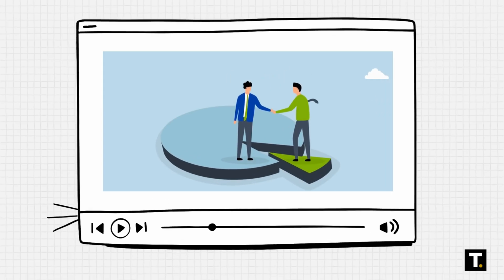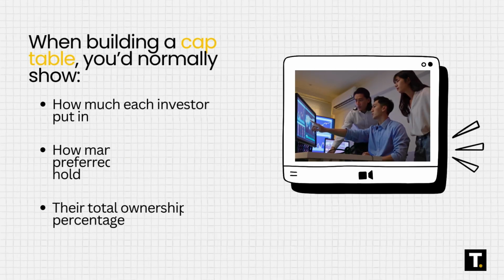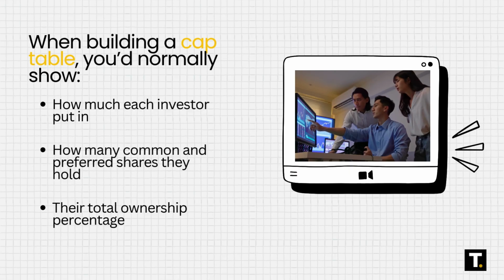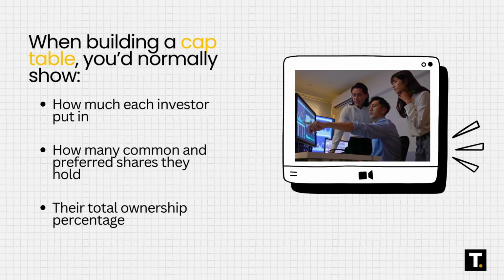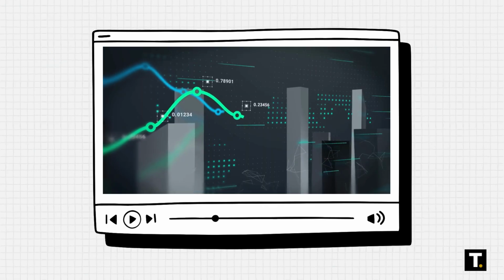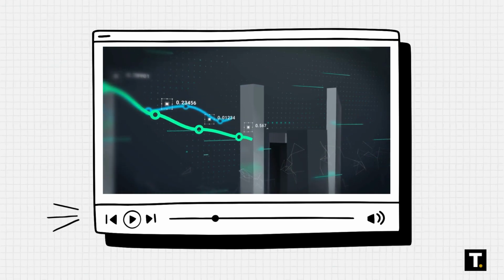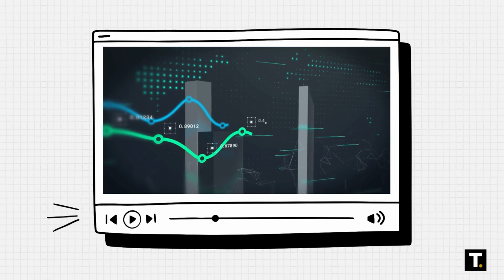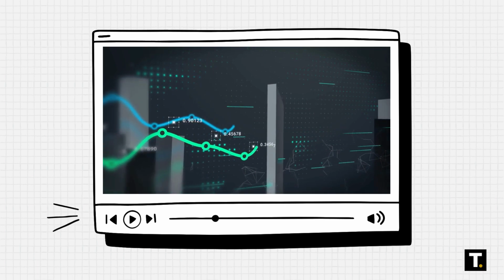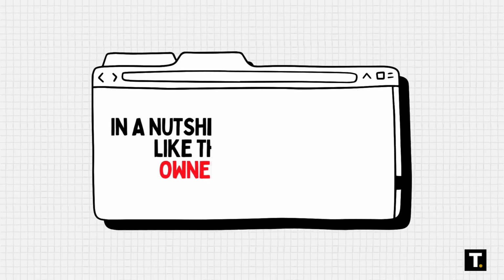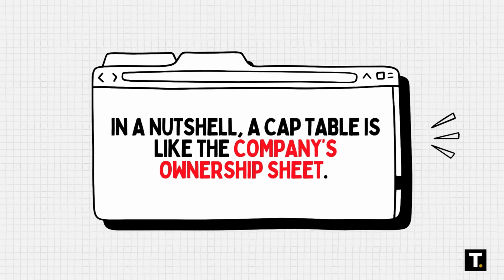of ownership. For example, when building a cap table, you'd normally show how much each investor put in, how many common and preferred shares they hold, and their total ownership percentage. That way, when the company raises more money, it's easy to see how ownership shifts, or how much your share gets diluted. In a nutshell, a cap table is like the company's ownership sheet.